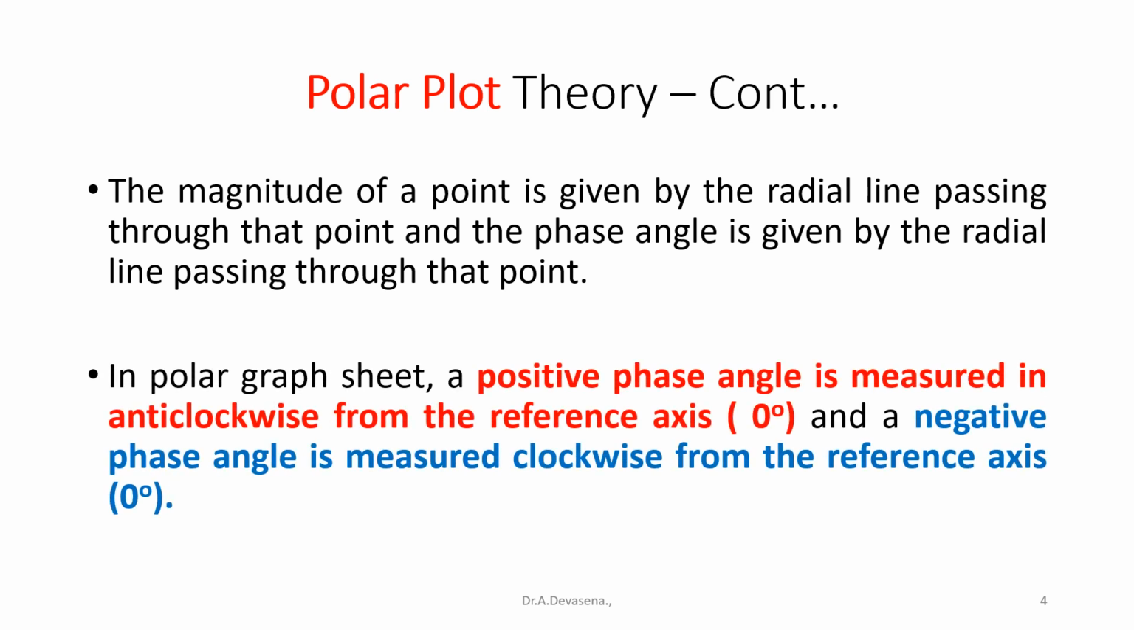In a polar graph sheet, a positive phase angle is measured anticlockwise from the reference axis 0 degree, and negative phase angle is measured clockwise from the reference axis 0 degree.